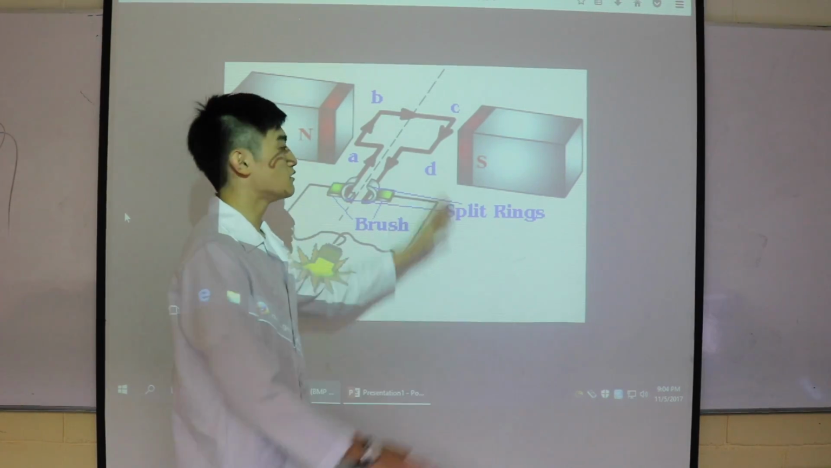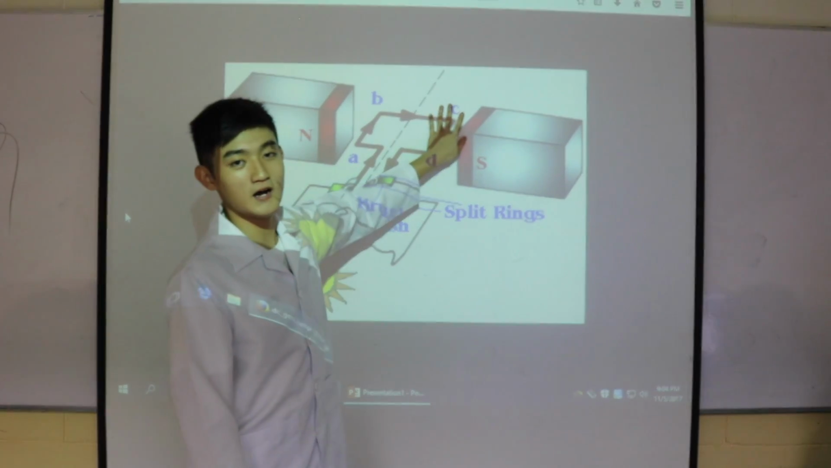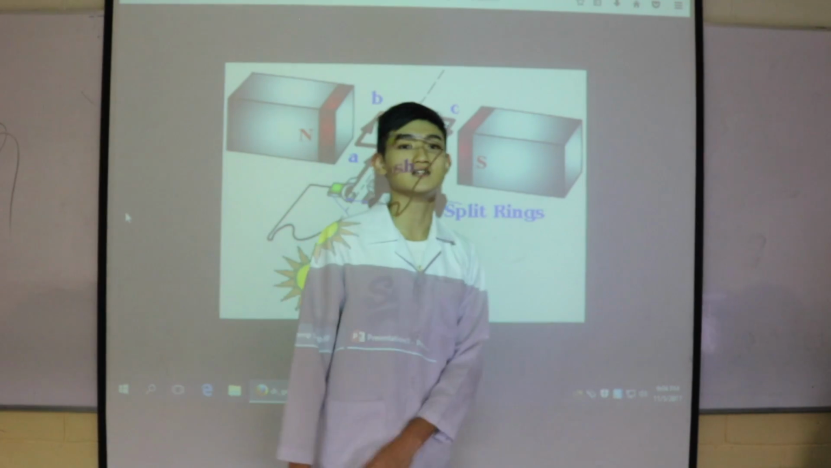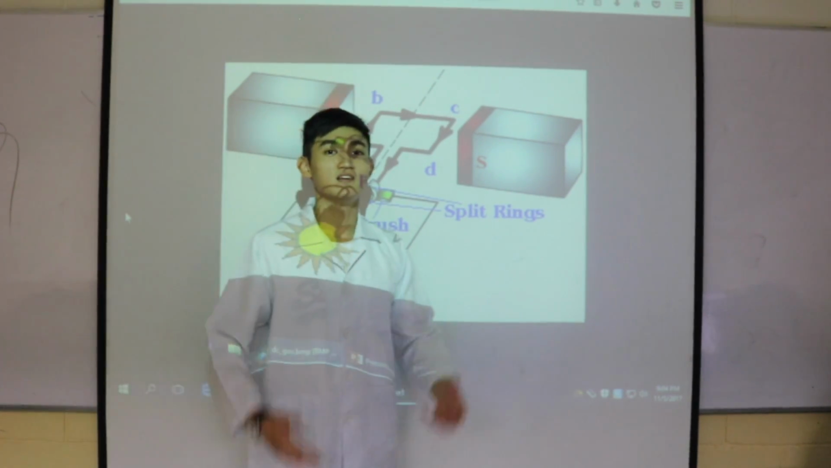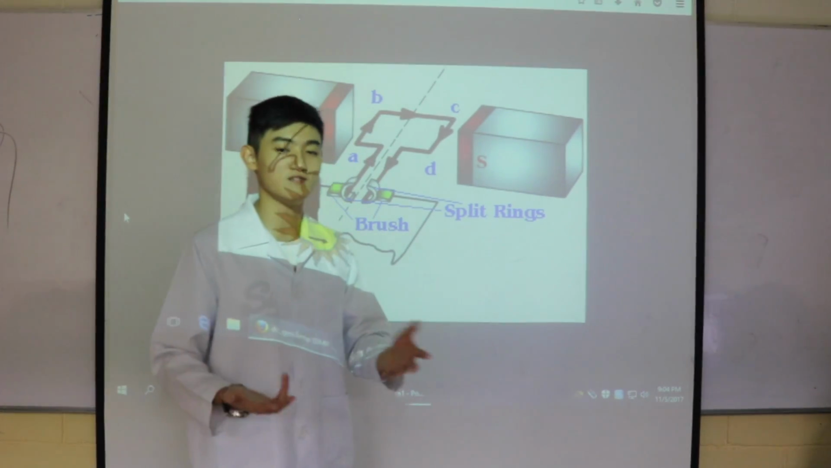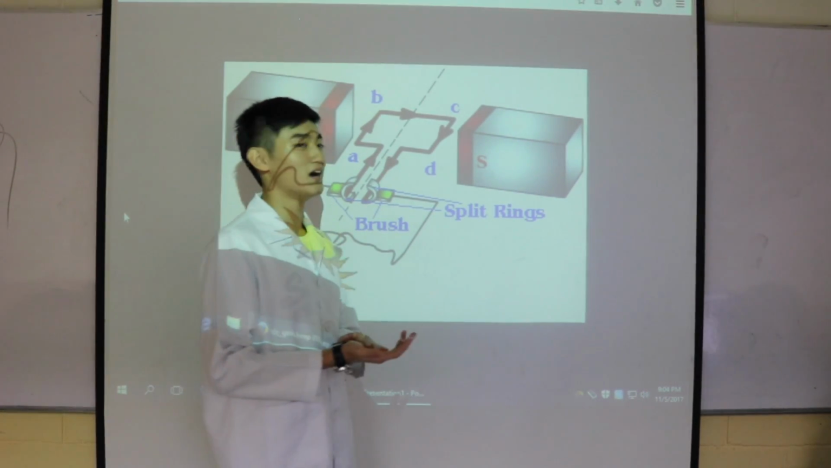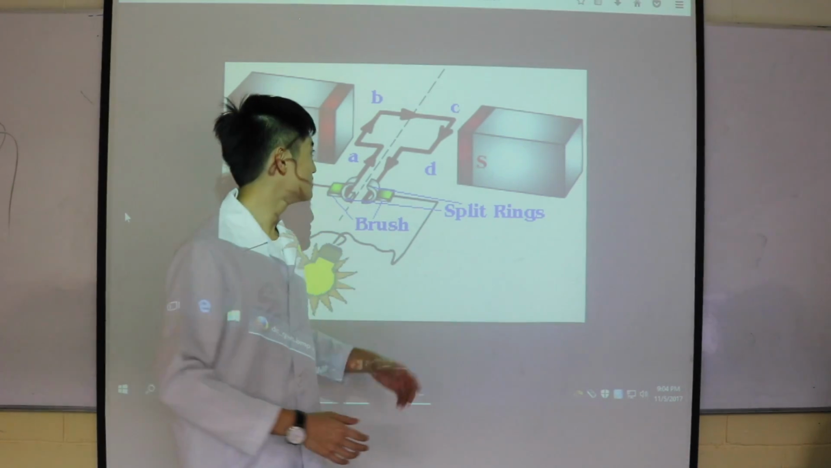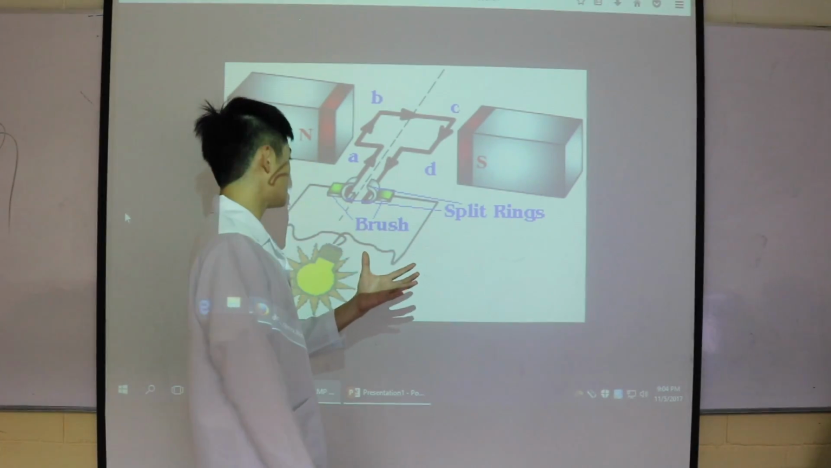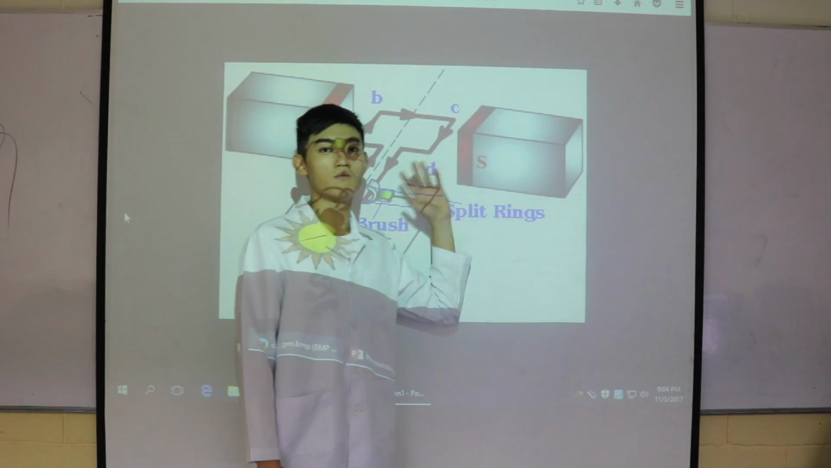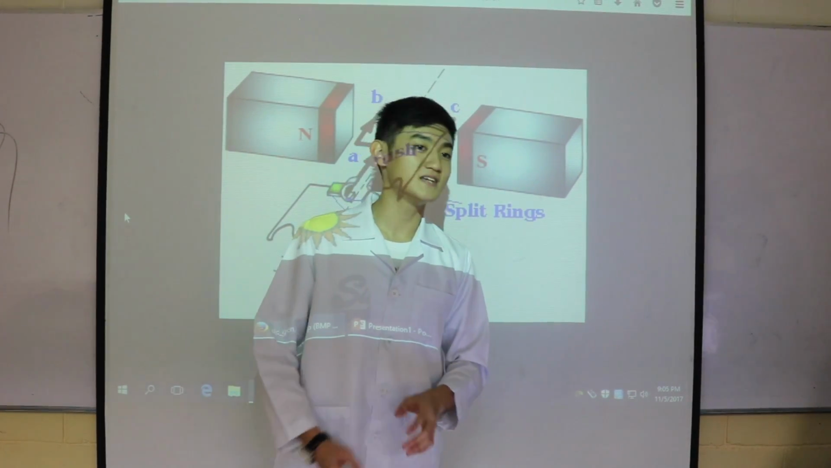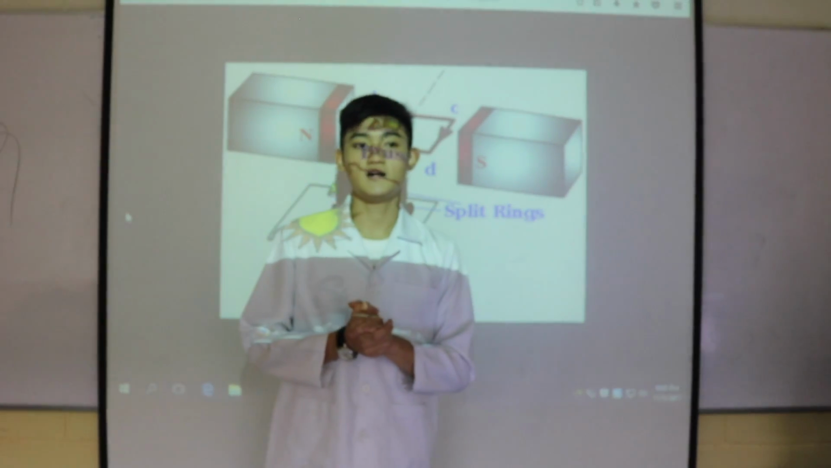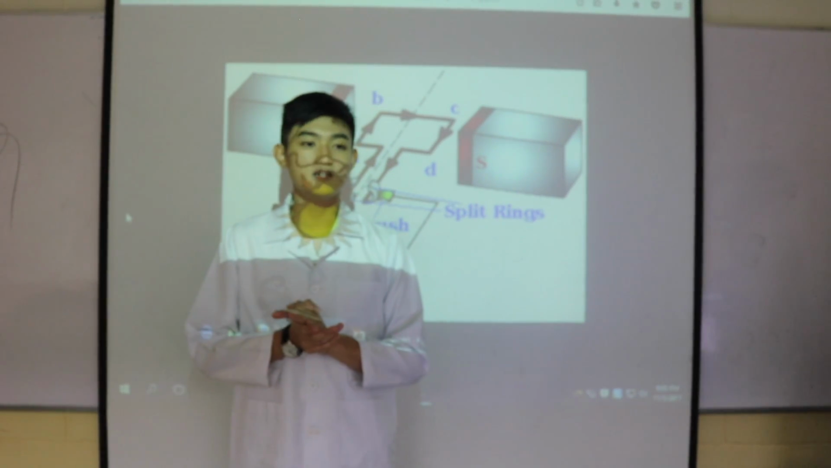Other than that, doing things under low temperature will also increase the efficiency. Why? Because less heat will be produced. Less heat, obviously less energy being lost to the environment, and it actually increases the efficiency of this whole model. Okay, so now you guys fully understand the DC generator.